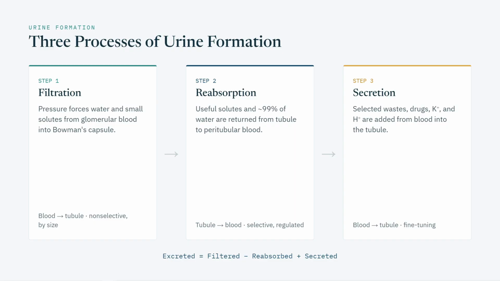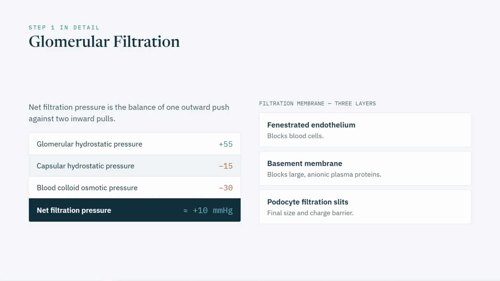So what you actually pee out equals what was filtered, minus what was reabsorbed, plus what was secreted. Hold on to that equation. It's the logic of the entire kidney in one line. Let's zoom into step 1.